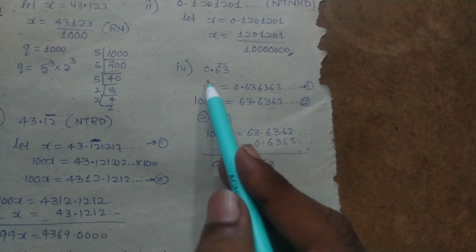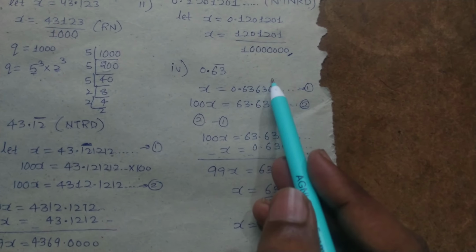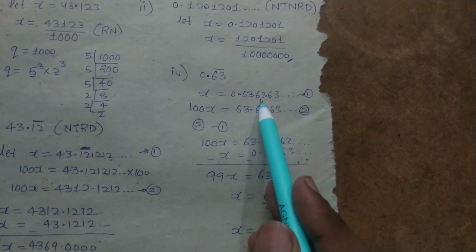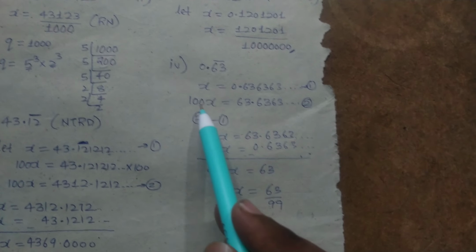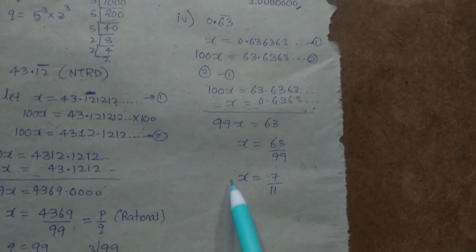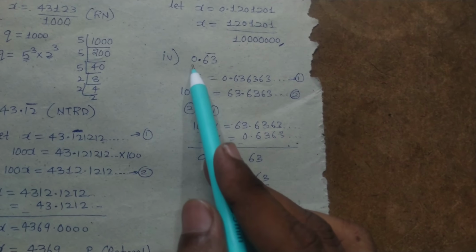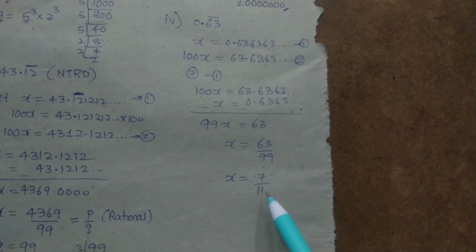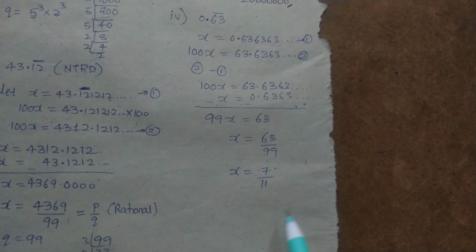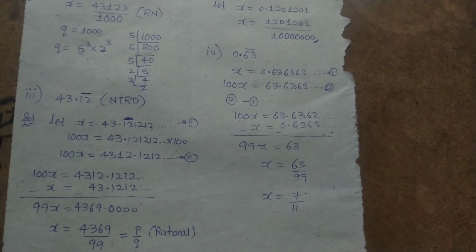Therefore, given this number is what? This number is a non-terminating but repeating decimal, so we can form a rational number. Okay, you have to write this step, because the periodicity is 2, so that's why we are multiplying with 100. Next step, subtract 2 minus 1, so that you will get this. Therefore the rational form of 0.63 bar is 7 by 11, where q is equal to 11. Okay, therefore the prime factors of 11 are 11 and 1 but not 5 and 2. Okay, this is how you have to write for every question.